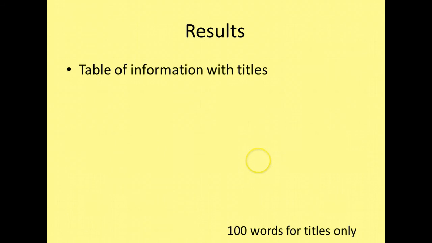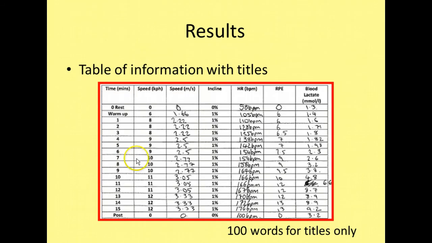Okay, results. So we've talked about this before. Table of information with results. So if I put a table in, I want a table title underneath to tell me what this is. So that's an example table from the practice. 100 words only for the titles. Now you don't put any description at all about the results. All you put is a title for each of those, and then the hard work goes into the discussion. If you've used a table, I want it included every single time so I can see the raw data.